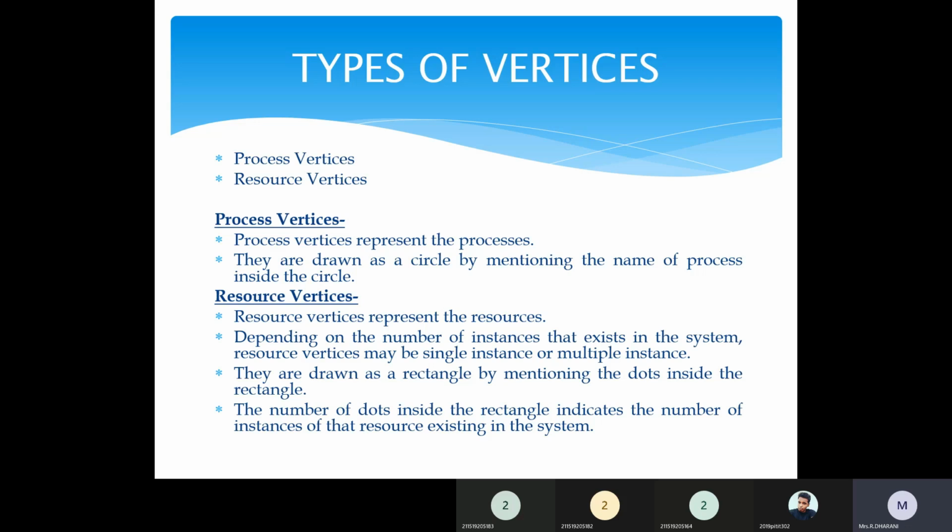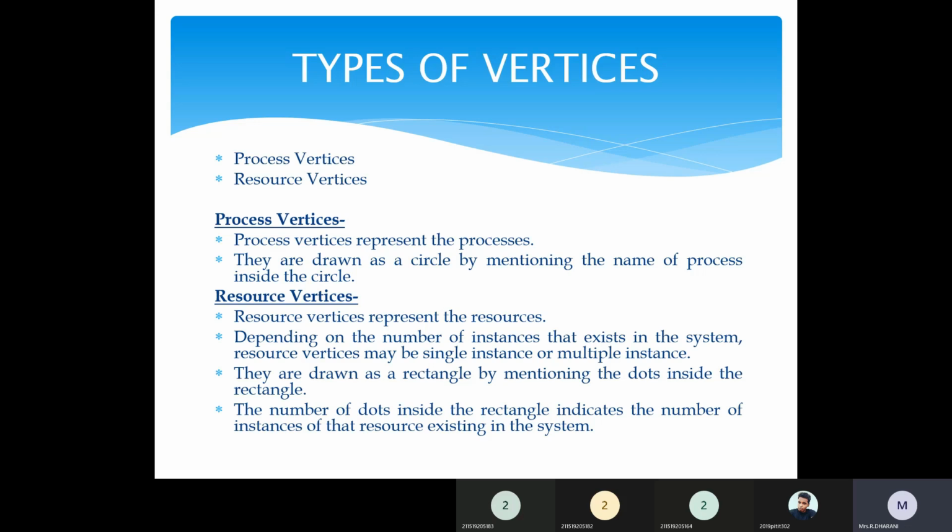Resource vertices represent the resources. As I said, input device, output device, CPU, memory, all these are types of resources, so those resources can be used by processes. How are resources represented in the RAG? They are represented with the help of a rectangle, and inside there is a dot. That rectangle may have a single dot or multiple dots, which means the resource has a single instance or multiple instances.